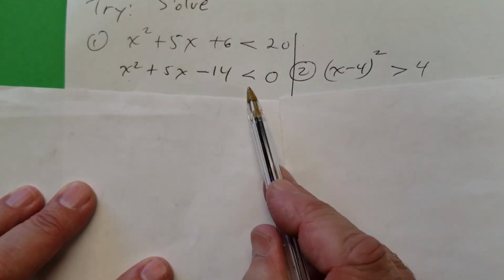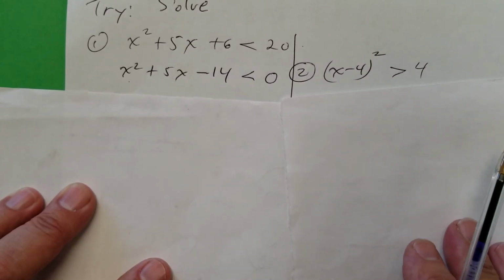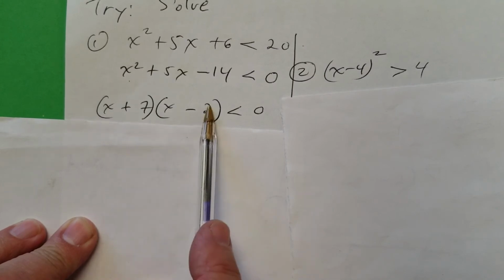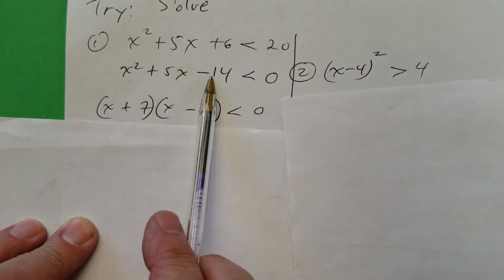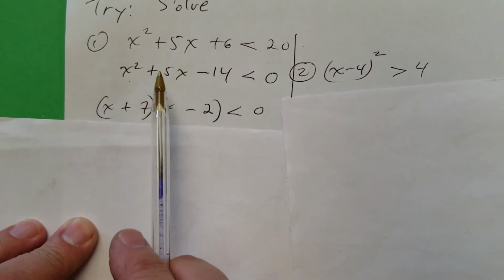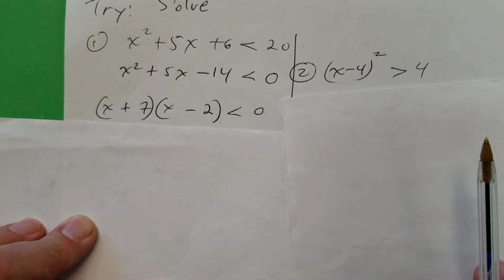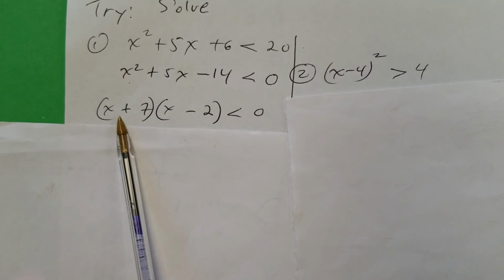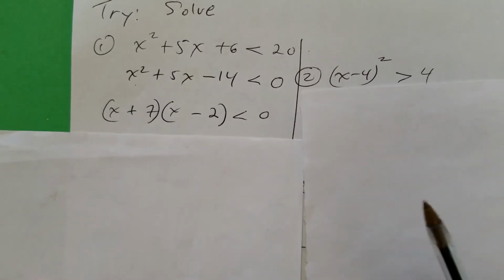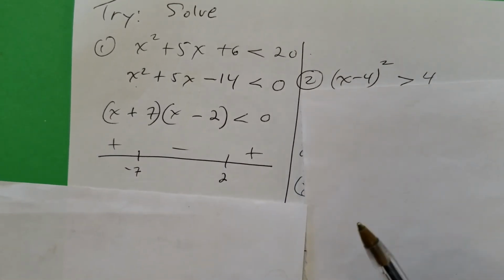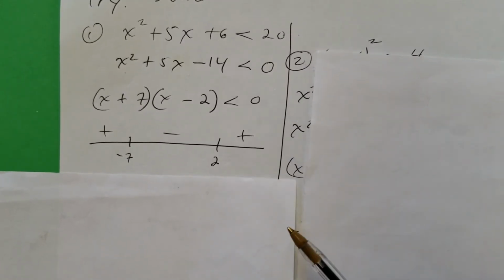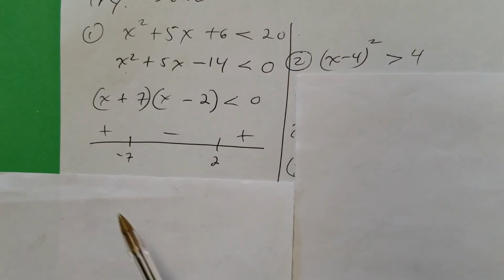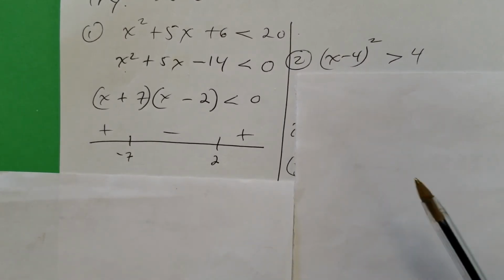I can solve this by factoring, right? So I noticed that it factors to this. 7 and -2 make -14 multiplying. 7 and -2 make 5 by adding. So I got my factors. So now I know that -7 makes it a 0 here. +2 makes it a 0 here. So the 2 zeros that I have to worry about, the intercepts that I have to worry about are -7 and 2. No asymptotes to worry about.